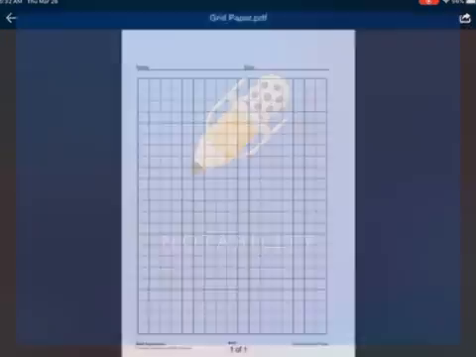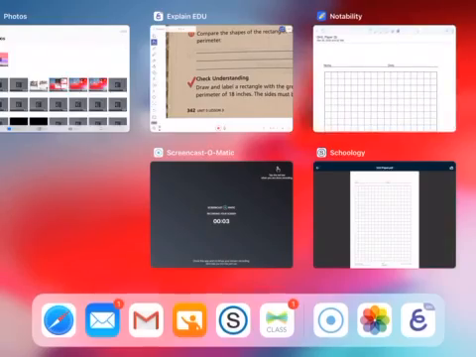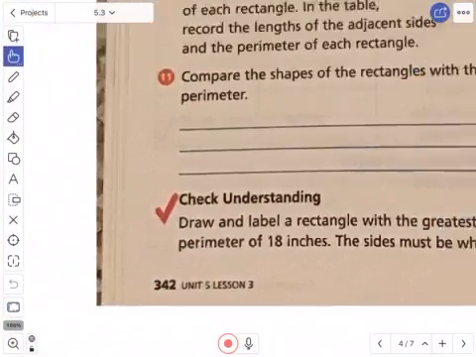I can send that to Notability really quick. Create new note, import. There we go. Because for this one, for page 342, you will need more grid paper.